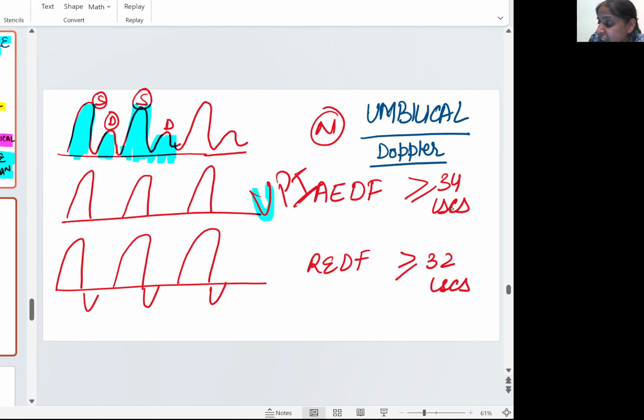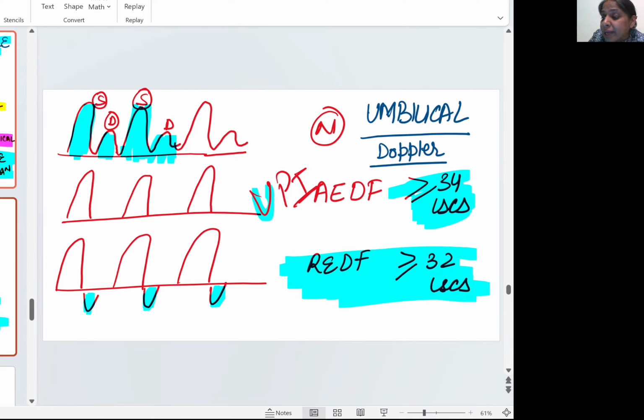And termination is to be done at 34 weeks. If there is absent end diastolic flow, then termination is to be done at 34 weeks. Now, if these Doppler waves are seen in the opposite direction in the umbilical Doppler, then it is known as reverse end diastolic flow, and termination is to be done if the period of gestation is more than 32 weeks.